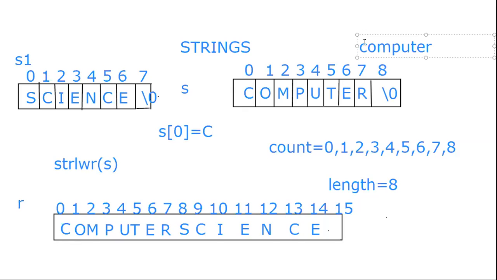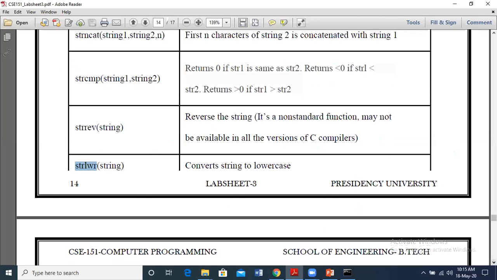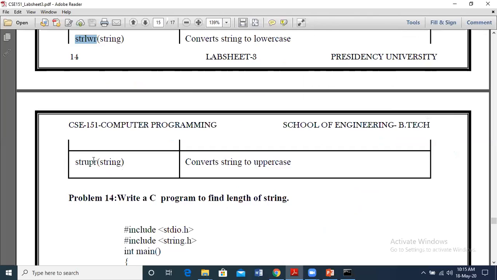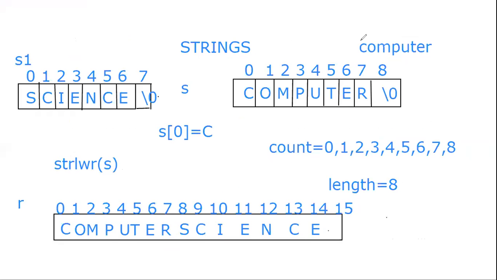Okay, so this entire thing gets converted to small letters. Similarly, we have string upper also, strupr, another manipulation function. If we give input in lowercase, it will convert all the letters of the string to uppercase. If we give all lowercase letters, like computer, it will convert it all to capital. So that is strupr.